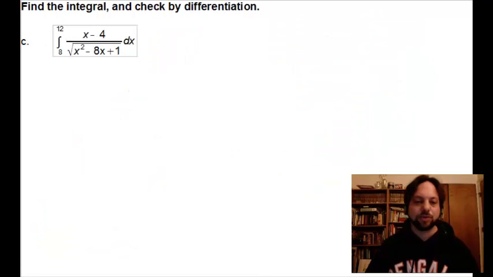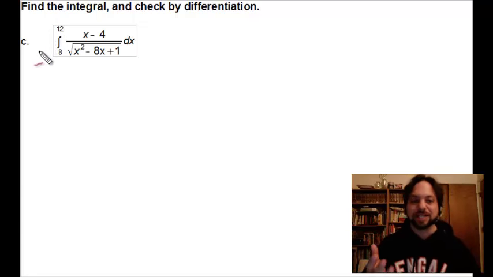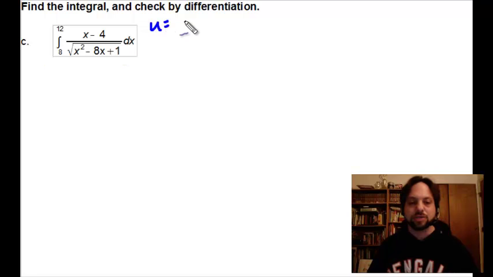So here in example C, we do have a definite integral. Notice that we have a lower bound of 8 and an upper bound of 12. And so we're not just going to find some function that this integrates to, we're actually going to find a value. But we're not going too far until we figure out what kind of substitutions to make. In this one, hopefully you should recognize that u is going to have to be the internal part of the square root function. So I'll have x squared minus 8x plus 1.